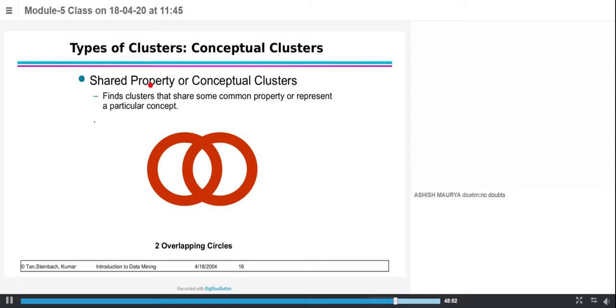Next thing is based on the shared property. If I have clusters, if I have a point something like this, I can easily explain it here itself. I have a point like this. I have data objects.